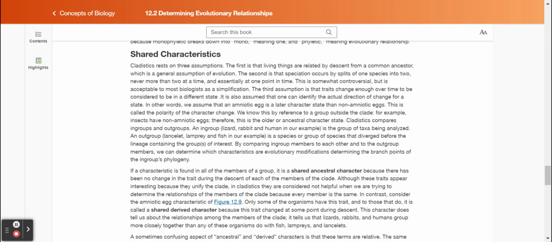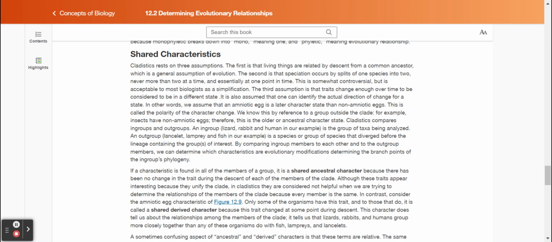This is somewhat controversial, but is acceptable to most biologists as a simplification. The third assumption is that traits change enough over time to be considered to be in a different state. It is also assumed that one can identify the actual direction of change for a state. In other words, we assume that an amniotic egg is a later character state than non-amniotic eggs. This is called the polarity of the character change. We know this by reference to a group outside the clade. For example, insects have non-amniotic eggs. Therefore, this is the older or ancestral character state.